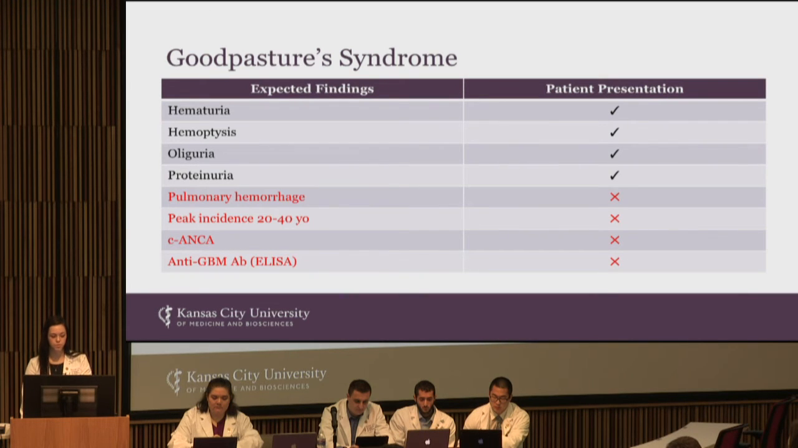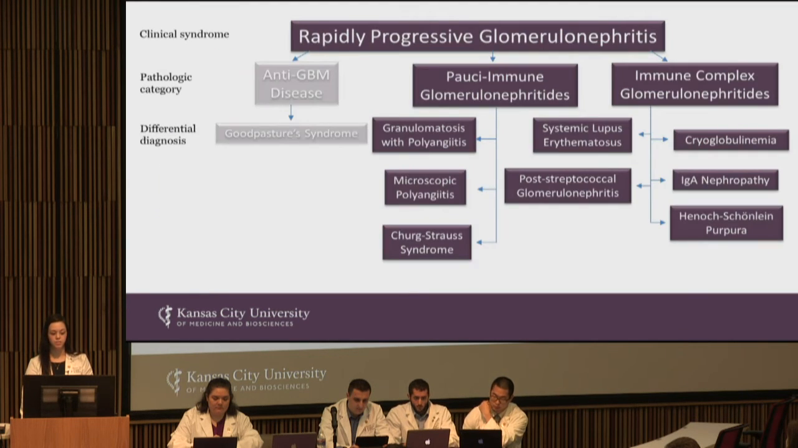Our patient presented with several of the expected findings for a patient with Goodpasture syndrome, such as hematuria, hemoptysis, oliguria, and proteinuria. However, he had no indication of pulmonary hemorrhage. Furthermore, his c-ANCA and anti-GBM antibodies on ELISA testing were both negative, making a diagnosis of Goodpasture syndrome initially unlikely.